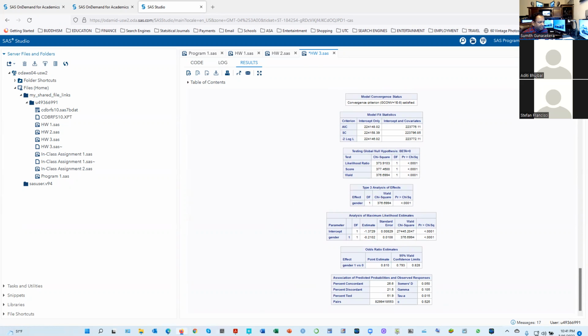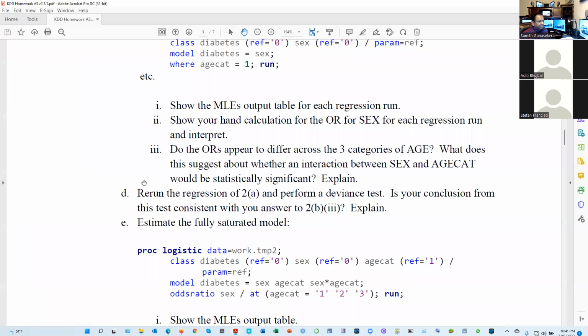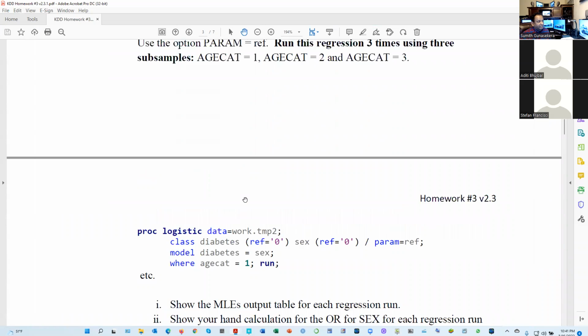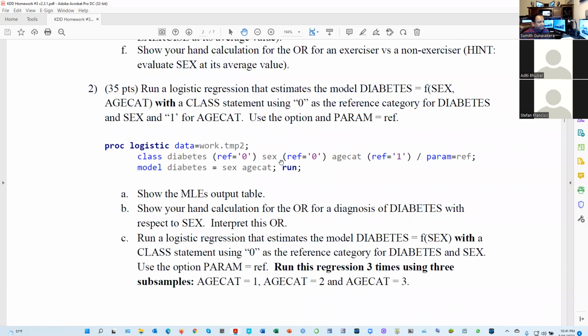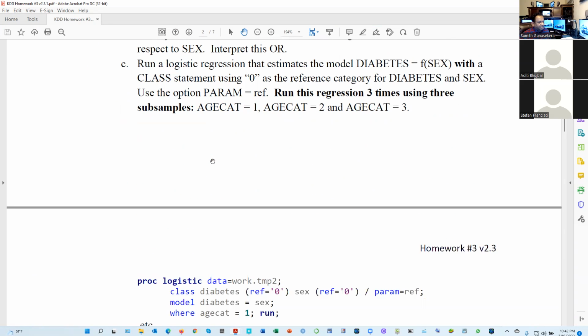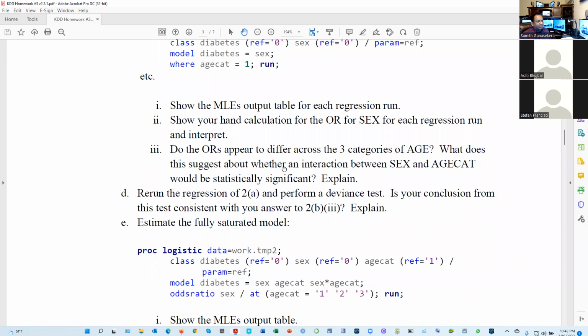Then part D. What they're going to ask us to do: rerun the regression of 2A, without age cat, with the age cat rerun. Do the ORs appear different across the 3 categories of age? What do you think? Sex and age, statistically different or not?